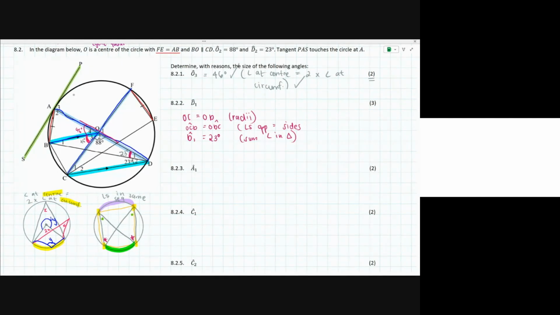Alrighty, then we have A1. So A1 is, where's A1? Oh, there it is. So A1 is this bad boy over here. Have a think. Let me know what you think A1 size is. And also take note of where your angles are. A1 is right by a tangent. It's literally an angle created between the tangent and a chord. So we should be thinking about the theorems that maybe apply.